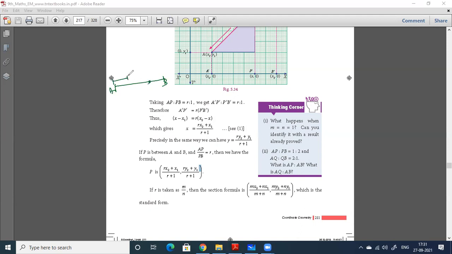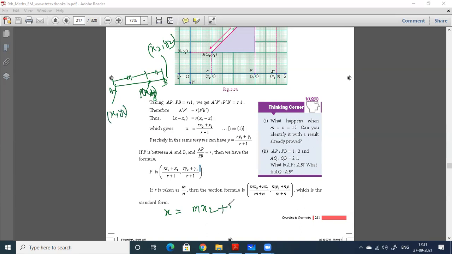This part length is m times. This part length is n times. Okay. This is the point P, A comma B. Let us keep x comma y. Then x is equal to m into x2. x2 comma y2 will be the second point B. Okay, this will be x1 comma y1, first point A.